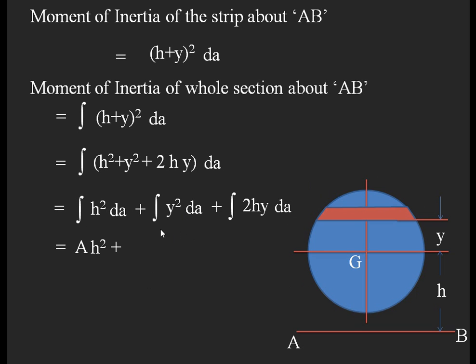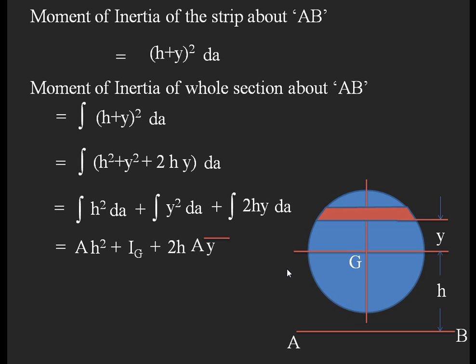This y square dA is the moment of inertia of this elemental strip with respect to the line which is passing through the center of gravity. So that can be written as Ig plus, and again here this 2hy dA, 2h is constant, again y dA. So this integration y dA represents the moment of area. Integration with limits means the sum of the moments of area we can consider. So that can be finally written as A y bar.